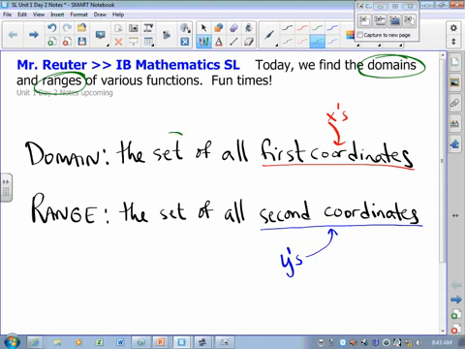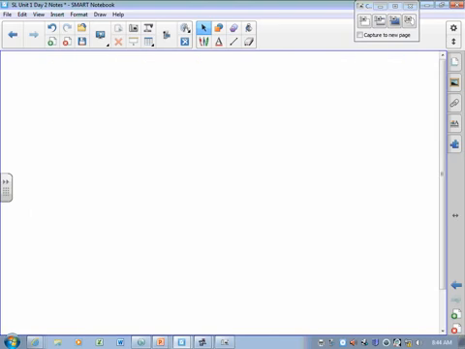I should point out the biggest word in either of those definitions. The biggest word in either of those definitions is set. When we give a domain or a range, we are giving a set. We are giving a list of, or a rule to find, first coordinates and second coordinates. So in a discrete case, no big deal.